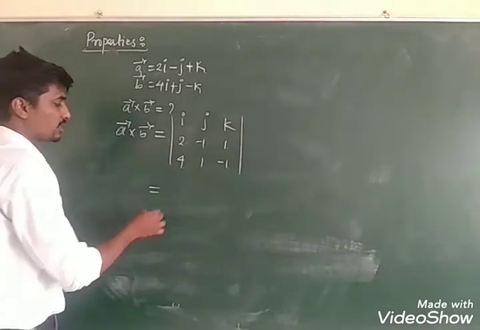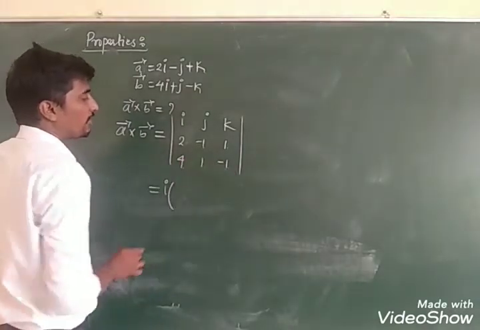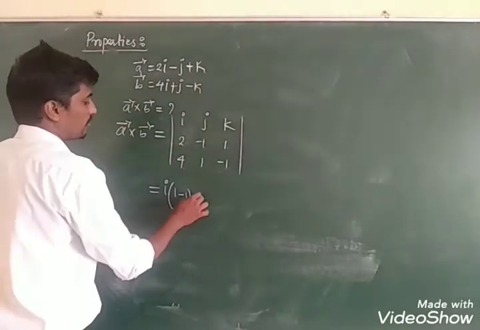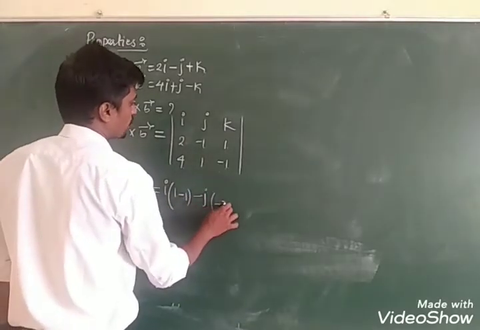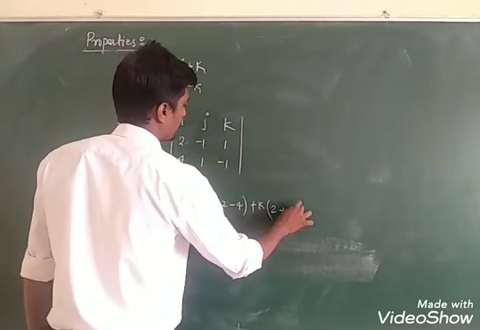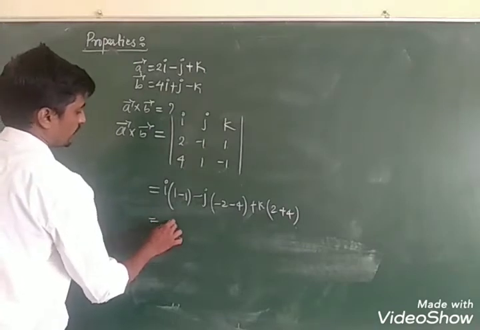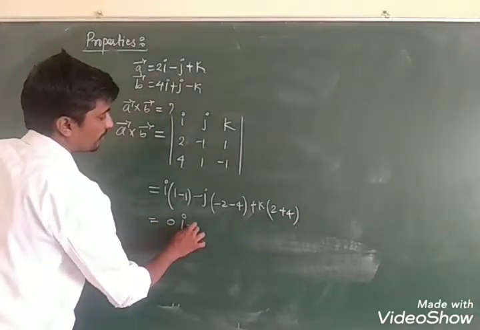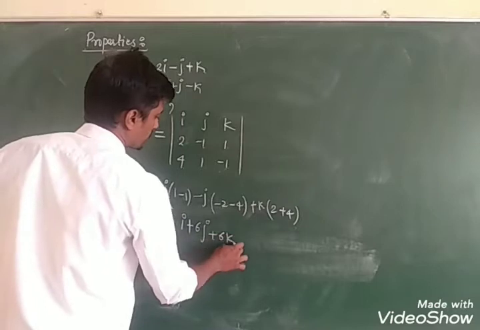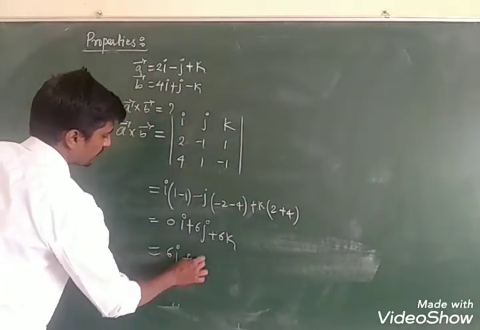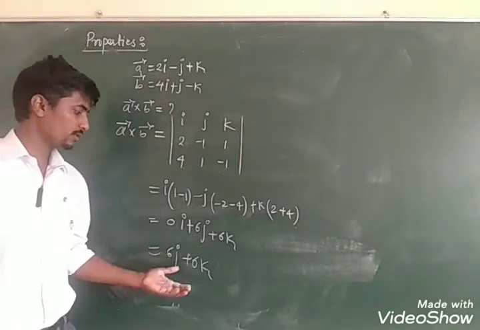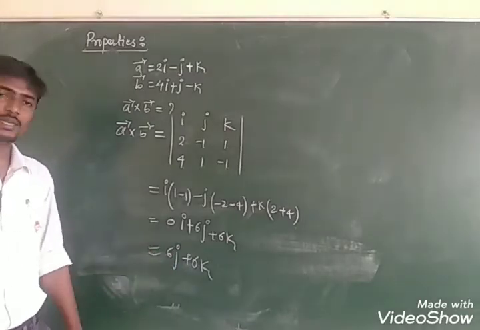Now simplify that, meaning expand the determinant. It is i times (1 minus 1), which is 0, minus j times (minus 2 minus 4), plus k times (2 plus 4). So the value will be 0i plus 6j plus 6k. So I can write 6j plus 6k here. This is the resultant vector. This is the process to find A cross B of the vectors.